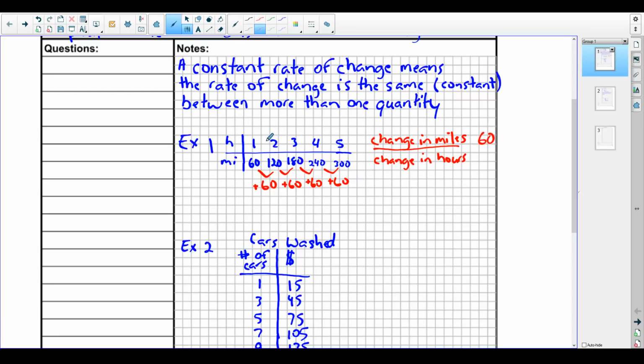And then we compare that to what our time is changing by. So from 1 to 2 it's plus 1. From 2 to 3, plus 1. From 3 to 4, plus 1. And from 4 to 5, plus 1. So our change in hours is increasing by 1. So we have a constant rate of change, and it's 60 miles every 1 hour, 60 miles per hour. So this would be a linear relationship.